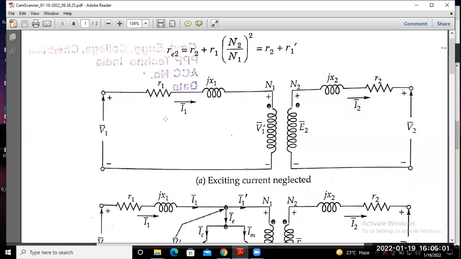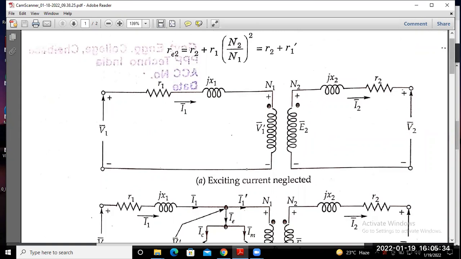That means V1 is your supply voltage, and R1 and X1 are your primary side resistance and leakage reactance. The current flowing from the source on the primary side is I1, and this is your secondary side terminal voltage V2, and the resistance and reactance of the secondary side are represented by R2 and X2. This is your transformer. Okay, in this case, E2 is the secondary side induced EMF, and this one is the induced EMF that is equal to V1 dash or maybe E1.